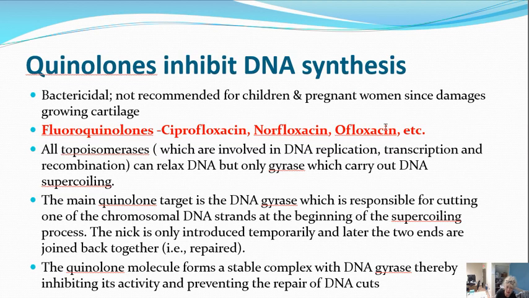So they're topoisomerase 2 inhibitors. The main quinolone target is DNA gyrase, which is responsible for cutting one of the chromosome DNA strands at the beginning of the supercoiling. Once they nick it, the DNA no longer becomes efficacious. They form a stable complex with DNA gyrase, inhibiting its activity and preventing repair.